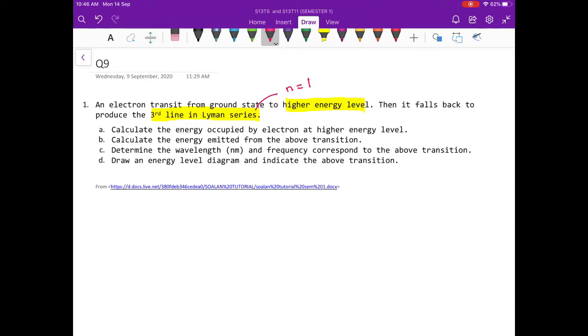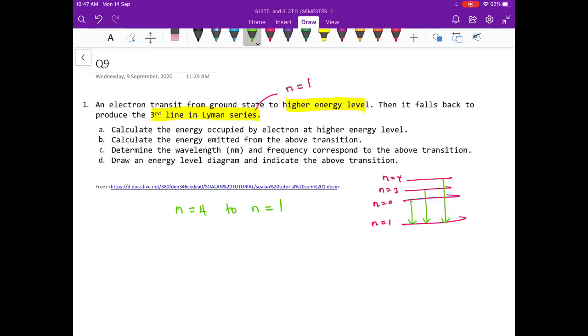So the third line in the Lyman series means, let's say this is the Lyman series, n equal to 1, n equal to 2, n equal to 3, n equal to 4. The first line is 2 to 1. The second line is the transition 3 to 1, and the third line is the transition 4 to 1. This means that for this question, it transits from n equal to 4 to n equal to 1.